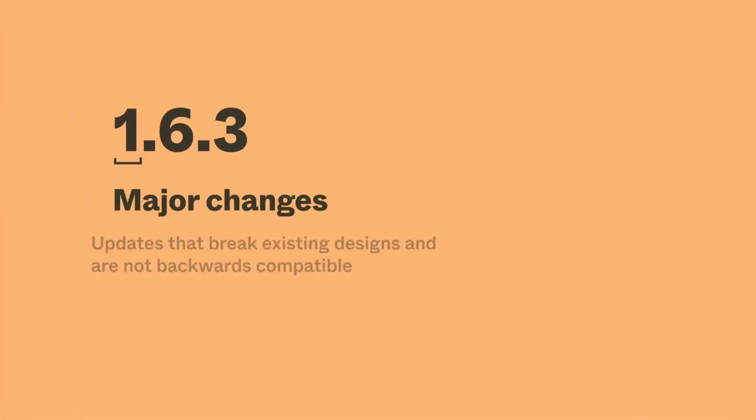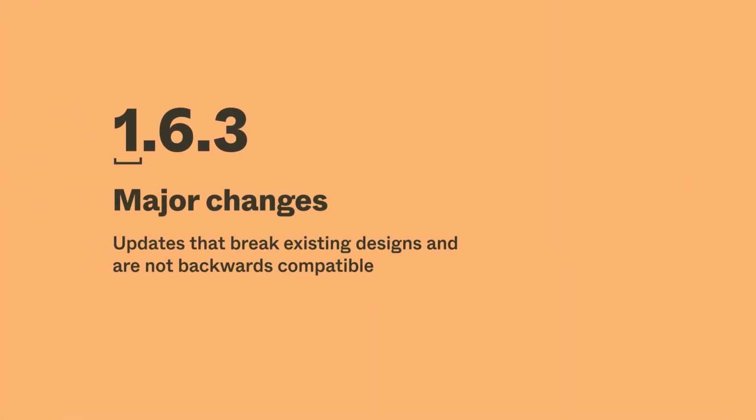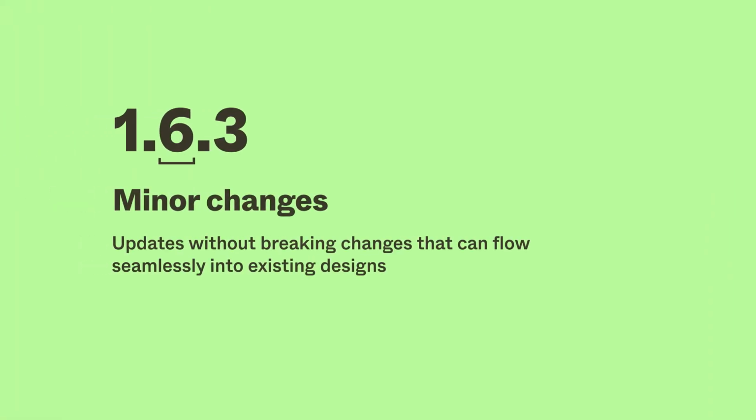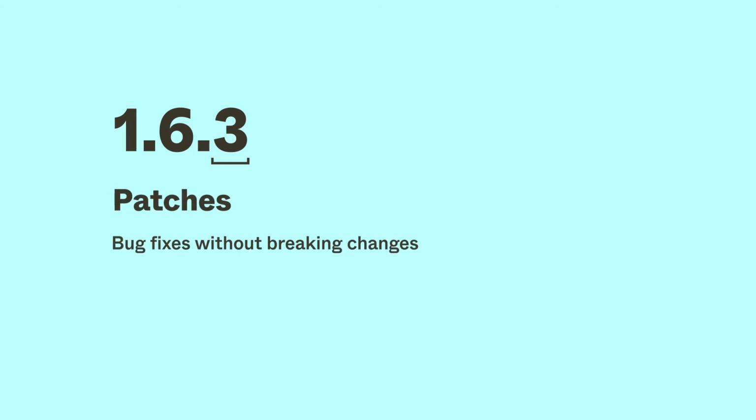Major changes refer to updates that break existing designs and are not backwards compatible, like large changes in visual style or removal of components. Minor changes are updates without breaking changes that can flow seamlessly into existing designs, like new patterns or updated documentation. Lastly, patches refer to bug fixes without breaking changes, like incorrect padding values or component names that don't match code.